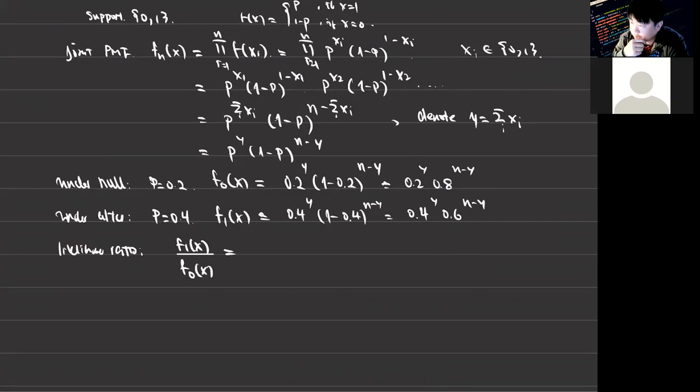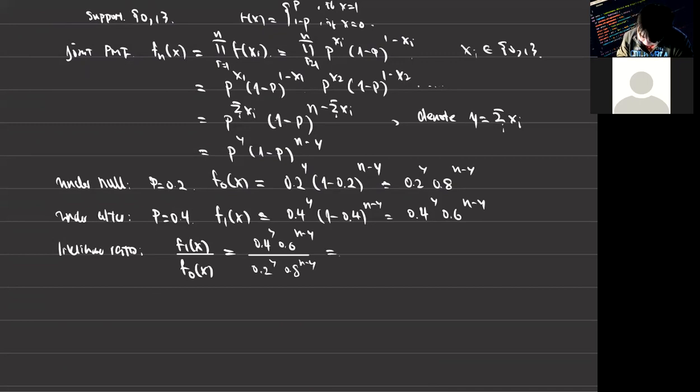And we should have all the pieces that we need. So the rest is just math. So let's plug this thing in. Let's plug in f. That's 0.4 y for f1(x), 0.6 (n minus y). That's the f0(x). So that's 0.2 y, 0.8 (n minus y).